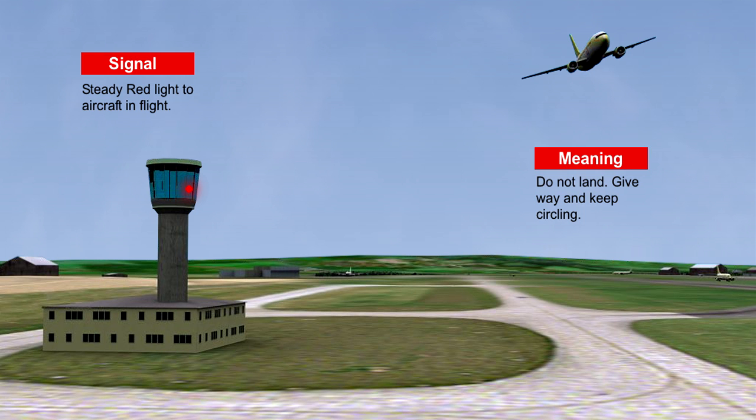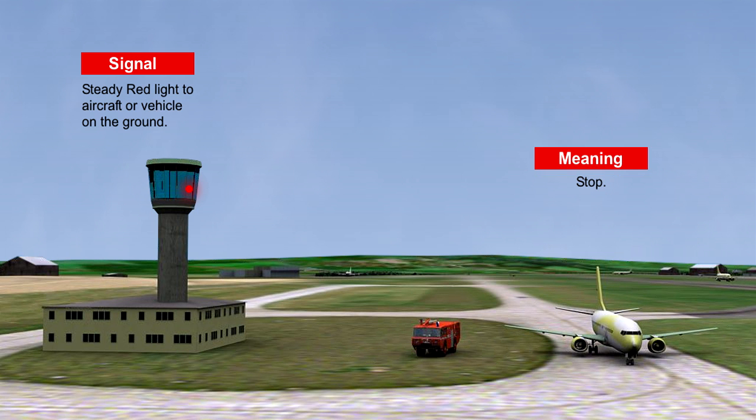A steady red light from air traffic control to an aircraft in flight means that the pilot is not to land the aircraft, must give way and keep circling. A steady red light from air traffic control to an aircraft or vehicle on the ground means that the aircraft or vehicle must stop.